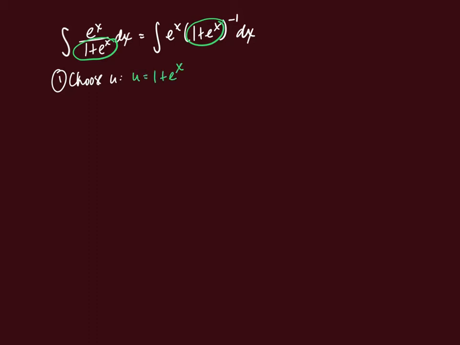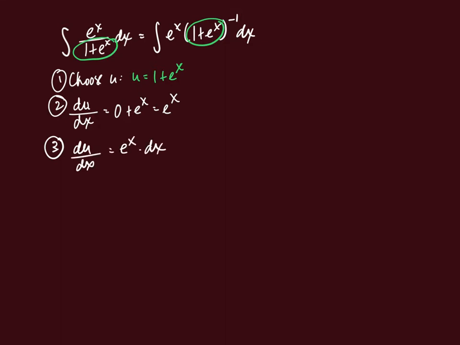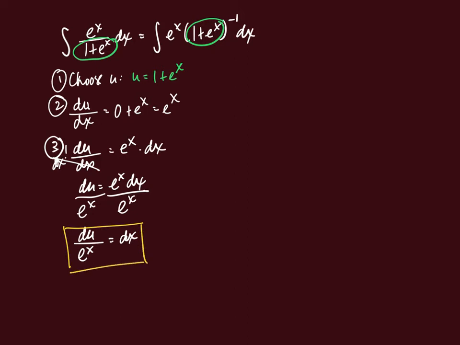And I note that a quick derivative in my head, derivative of 1 plus e to the x is just going to be e to the x. So this is going to be 0 plus e to the x, or just e to the x. So here's where I'm going to solve for dx. Multiply both sides. That's a 1. du equals e to the x dx. Divide. So du over e to the x is equal to dx. And so that's what I'm going to replace dx with.